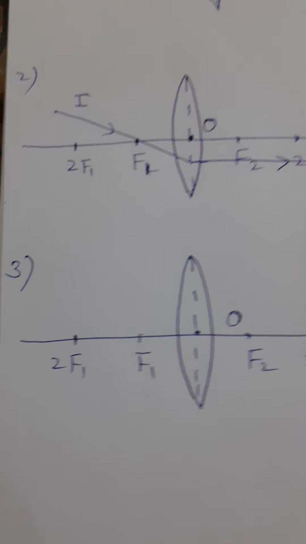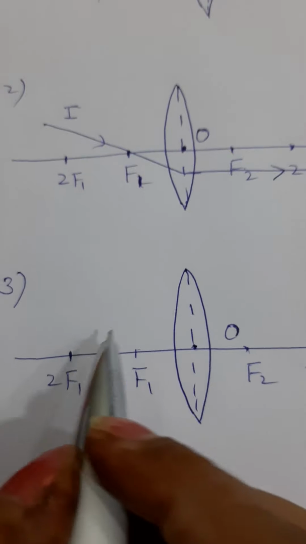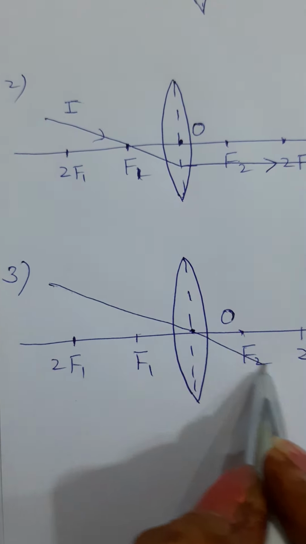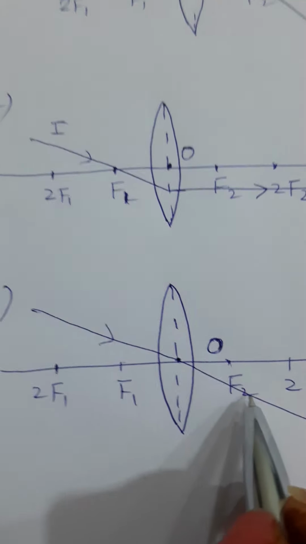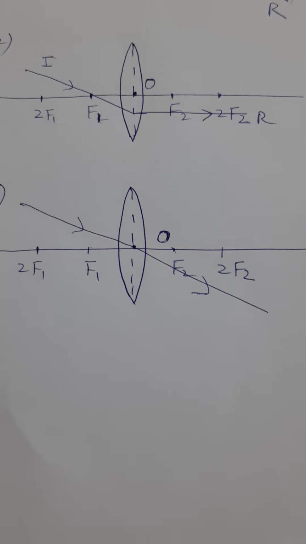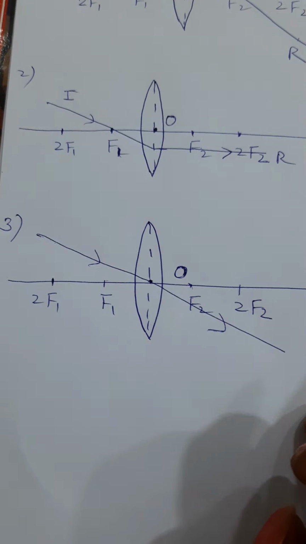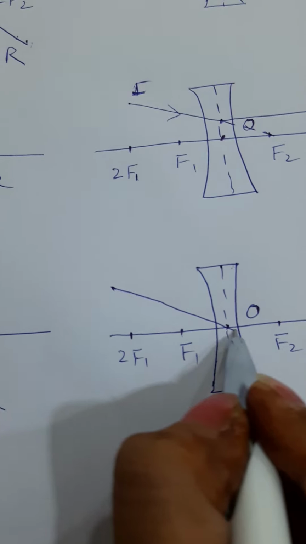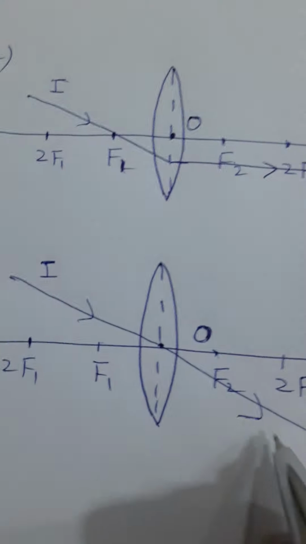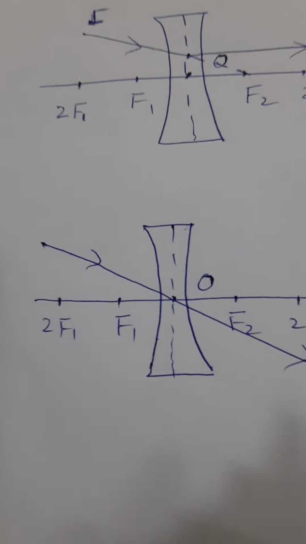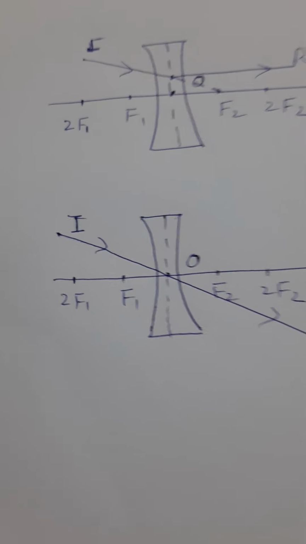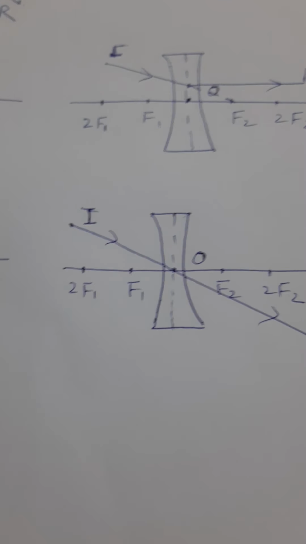Okay. Now you see, suppose this one. The third rule is very easy. If a ray is falling along the optical center, it will pass undeviated. It passes like this, a straight line, undeviated. Here also it is the same for both. It will pass like this. This is the incident one. This is the refracted. This is the incident one. This is the refracted. I hope you all are getting these things.